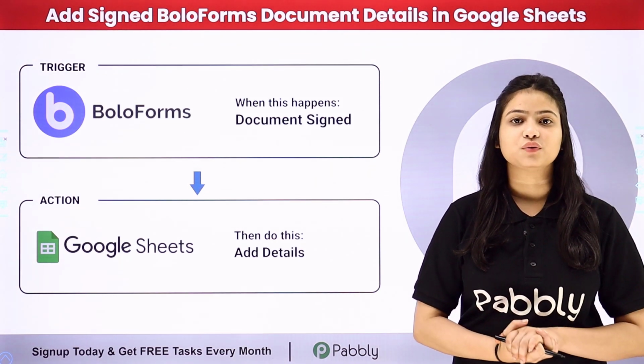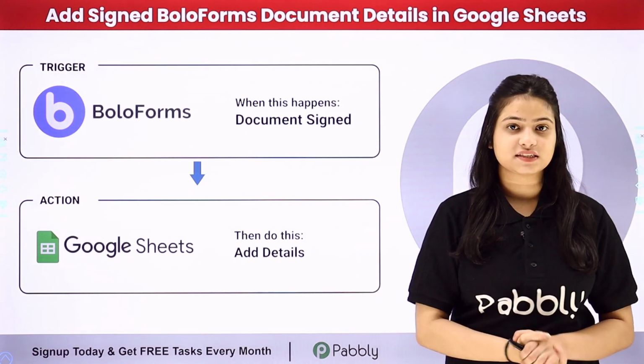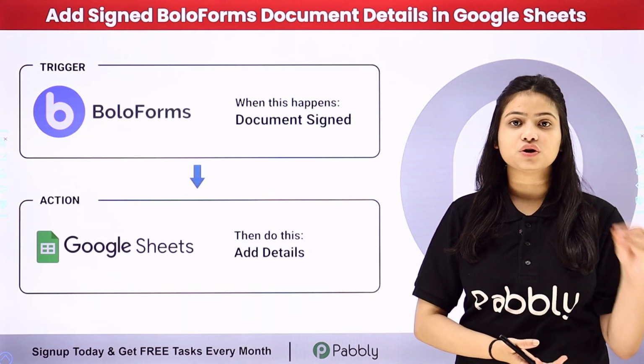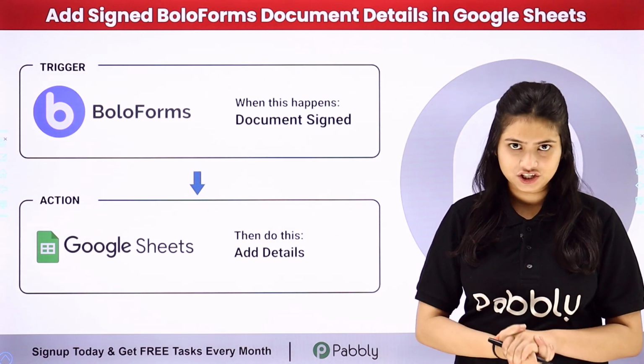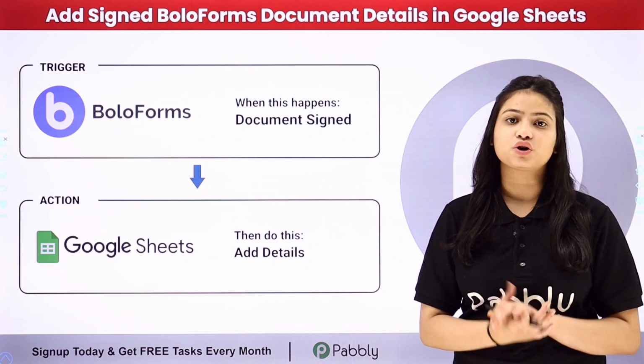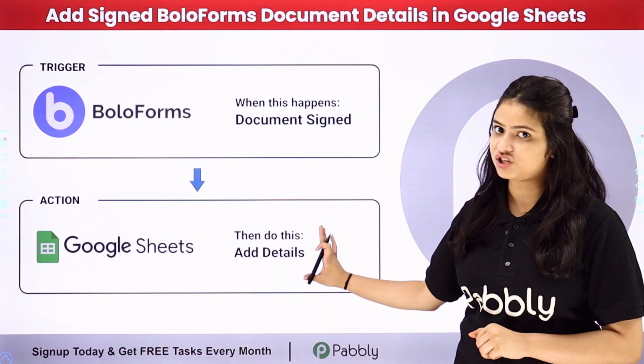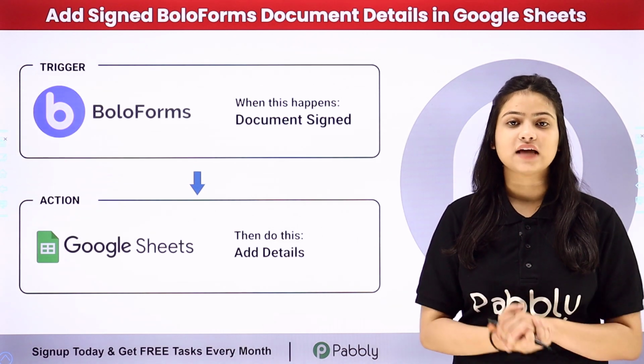In this video, we are going to learn how to add signed BoloForms document details in Google Sheets. So I am using BoloForms in order to manage my documents for digital signatures, and my objective over here is this: whenever I receive a signed document from BoloForms, I want to add that same document's details in Google Sheets. So how are we going to automate this entire process?